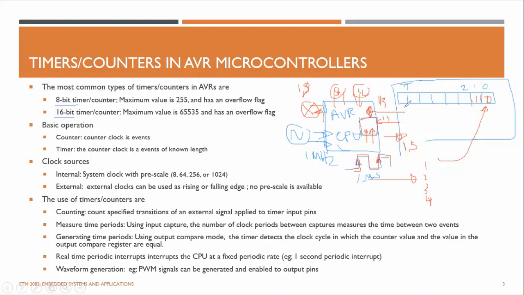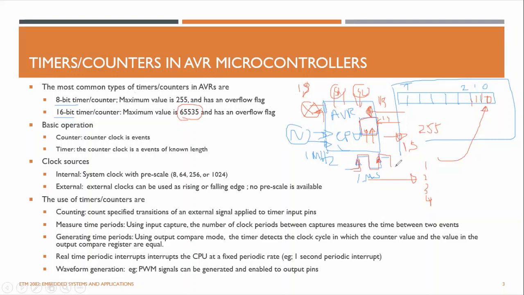There is an 8-bit timer, so that's what I have. It can count up to 255. But if you want to count up to 16-bit, to the value 65,535, you can use a 16-bit timer. But in most cases, the 8-bit timer will be okay.